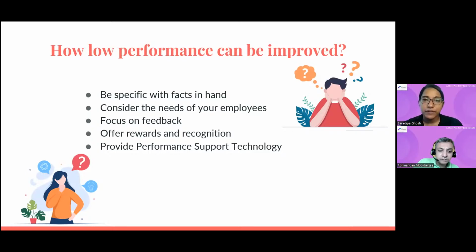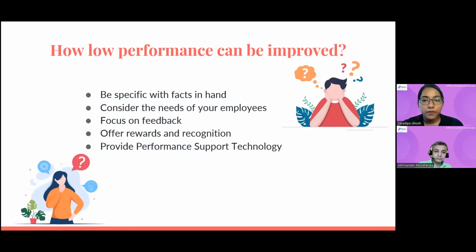Focus on feedback. You should always get feedback from the employee, and the employee also should get some feedback from his peers and other groups, so that they can make their performance better. Offer rewards and recognition. Sometimes people feel demotivated and perform low due to no recognition or rewards. If they are not getting a hike and they are not getting any promotion, they might perform low. So you should consider this point.